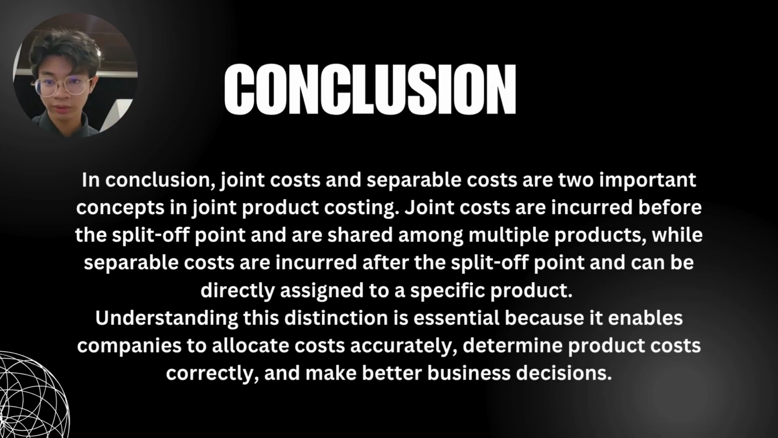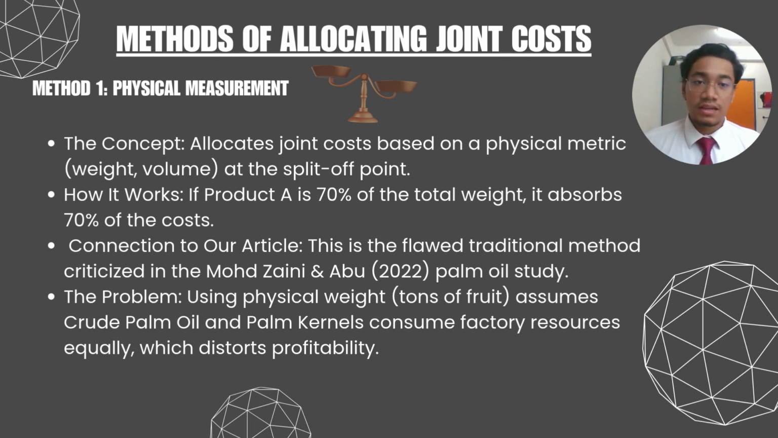In conclusion, joint costs and separable costs are two important concepts in joint product costing. Joint costs are incurred before the split-off point and are shared among multiple products, while separable costs are incurred after the split-off point and can be directly assigned to a specific product. Understanding this distinction is essential because it enables a company to allocate costs accurately, determine product costs correctly, and make better business decisions.